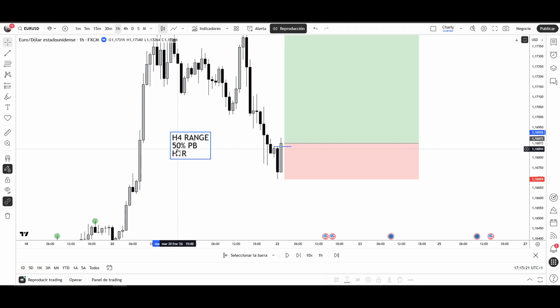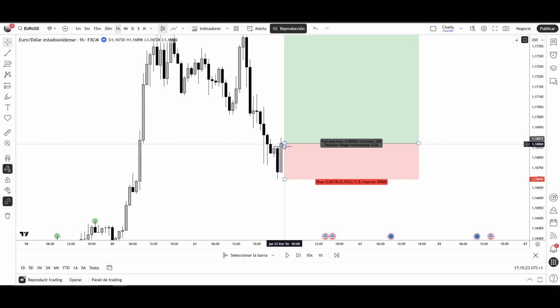Now, one important thing, look at the time. All right, this is 2 a.m., 2 in the morning. This is Madrid time. But obviously, I'm not executing at 2 a.m. All right, I'm sleeping at this time, so I'm not able to do so.